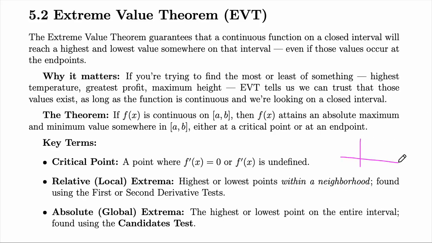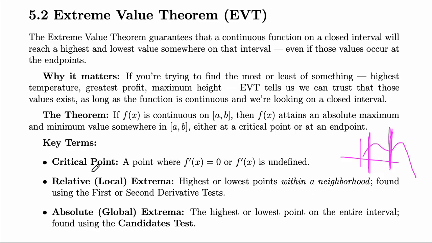So let's go ahead and just draw a random quick example. Let's just say our function looks something like that. Let's say we're looking at it from here to here. So again, we're looking at a closed interval, right? So the EVT basically guarantees that if it's continuous on A to B, then this function will attain an absolute maximum and minimum value somewhere in that closed interval, and it's either going to occur at a critical point or an endpoint.